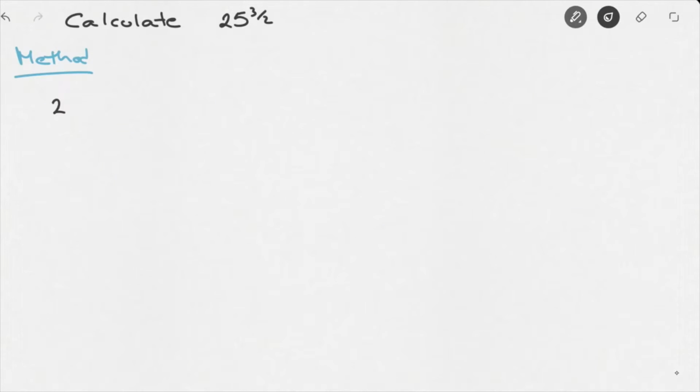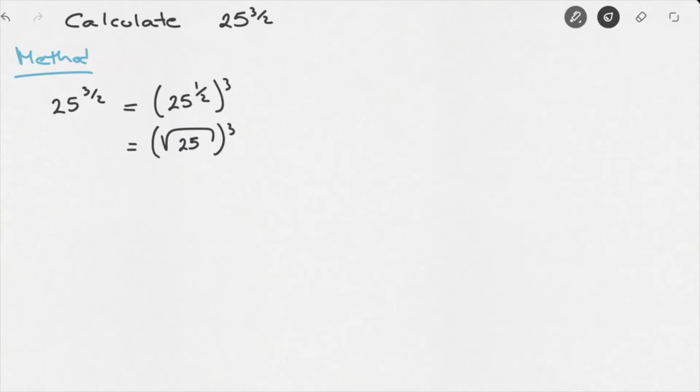Now, starting from 25 raised to the power of 3 over 2, we can say that this is equal to 25 raised to the power of 1 over 2 raised to the power of 3. This, in turn, leads us to the square root of 25 raised to the power of 3. Remember, 25 raised to the power of 1 over 2 is the same thing as the square root of 25. And since the square root of 25 is equal to 5, this will equal 5 to the power of 3. And 5 to the power of 3 equals 5 times 5 times 5, which leads us to 125. And that's our final answer. 25 raised to the power of 3 over 2 is equal to 125.